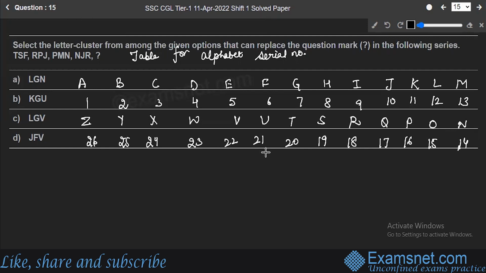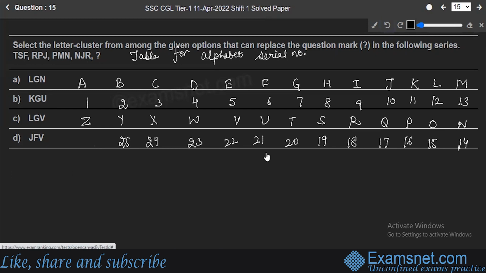Now let's look at the given alphabet letter clusters. The first one is L, G, N. Okay, and no, sorry, this is TSF, RPG, RPJ, PMN, and NJR.